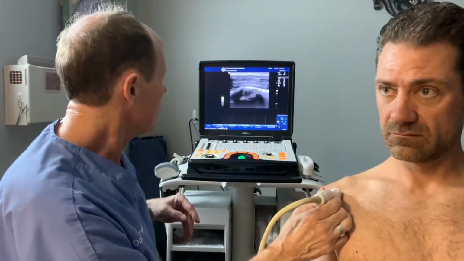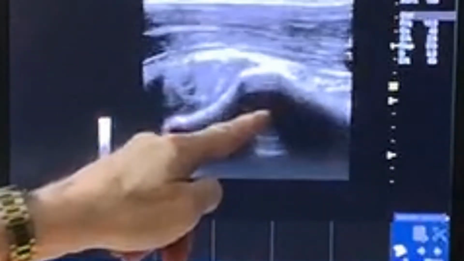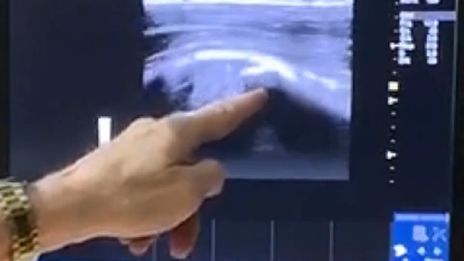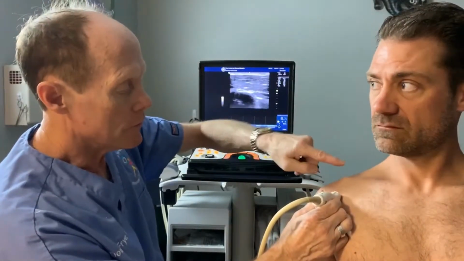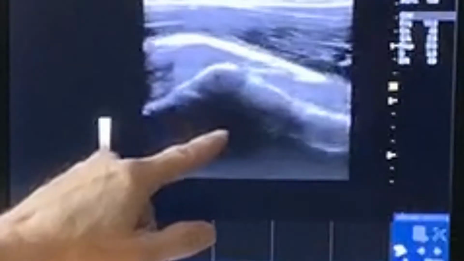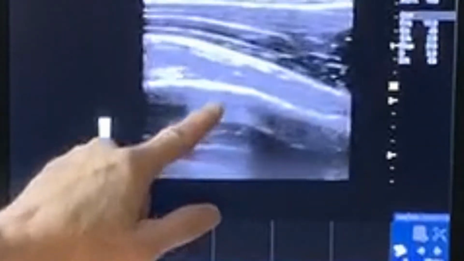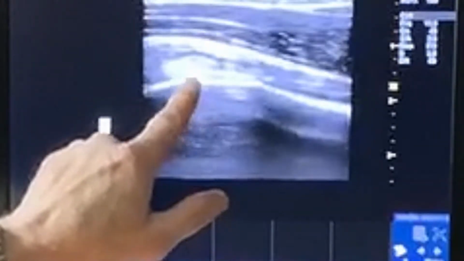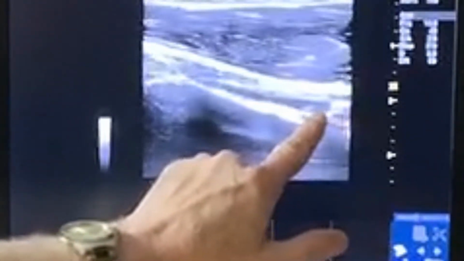So what we're going to see is the groove is going between this bump. This is called the greater tubercle and the lesser tubercle. So the lesser tubercle's on this side and the greater tubercle's on this side of the biceps tendon. So lesser tubercle, when it goes away, you're going to look at the tendon right there. So there's the tendon coming straight across. Here's the fluid in the tendon that we were seeing.